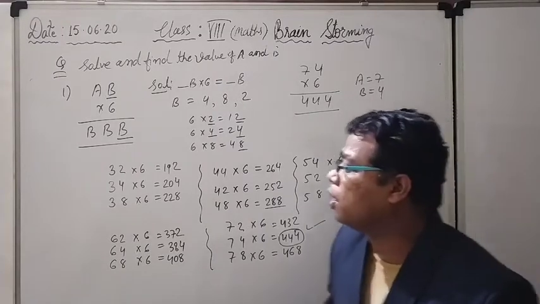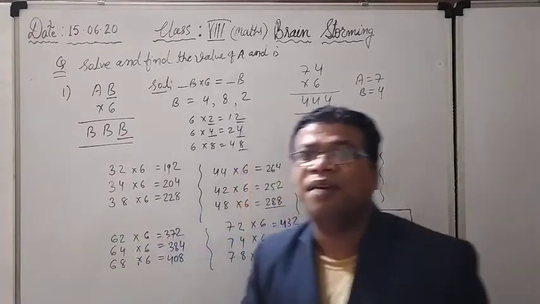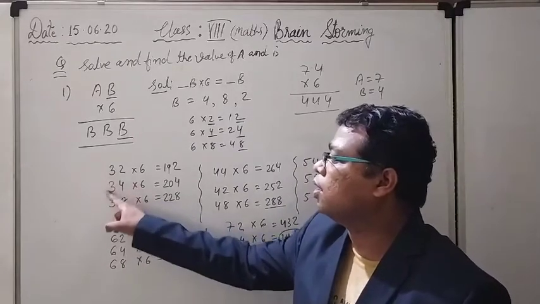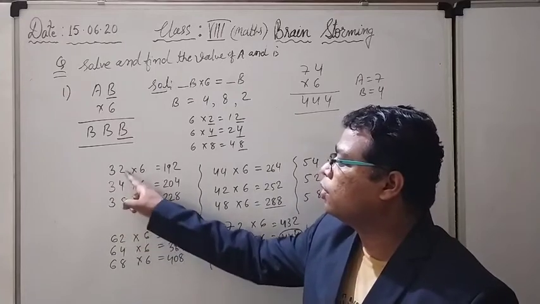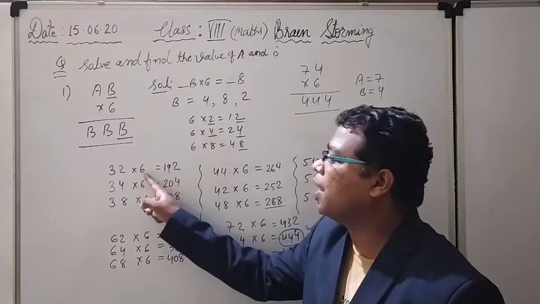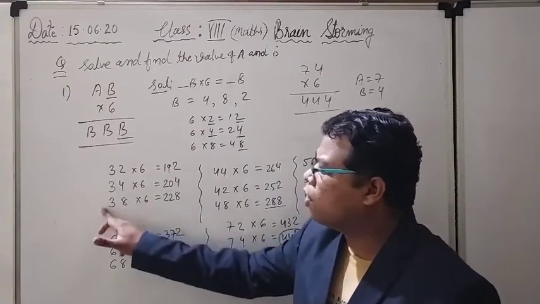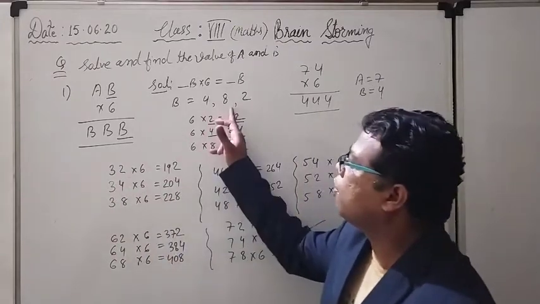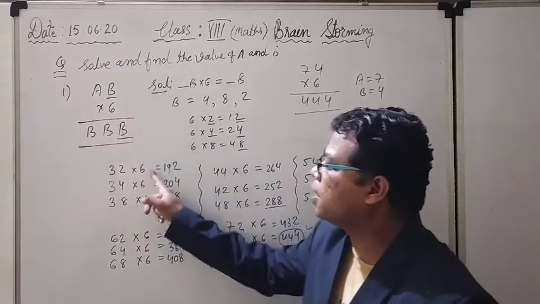So what am I doing? I have fixed the value of A as 3, so 3 at every place. And what is the B value? 2, 4 and 8. And what do we have to multiply? Multiply with 6. I have done the same like that. The value of A is fixed at 3. Values of B you know from here, either 2, 4 or 8. We have to multiply with the same number, 6.